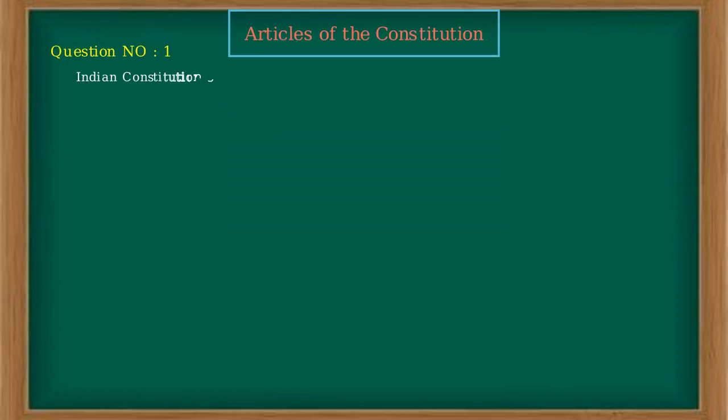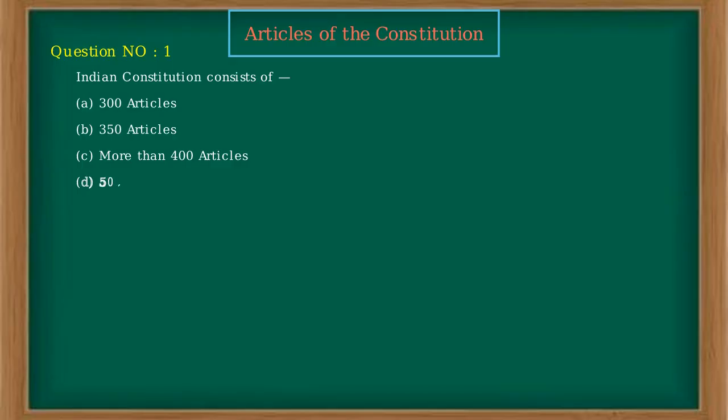Indian Constitution consists of A. 300 articles, B. 350 articles, C. More than 400 articles, D. 500 articles. Ans. C.